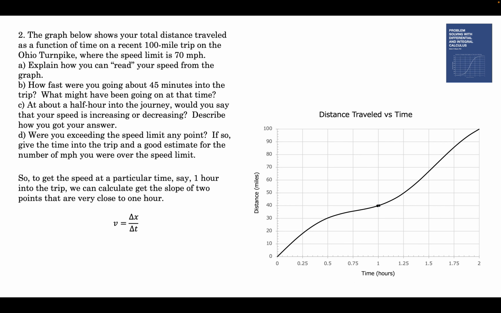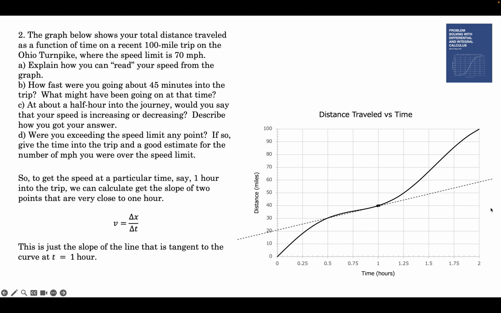delta x is the distance traveled, delta t is the time taken always. It doesn't matter how big or small they are. We can get the tangent line. The slope of the tangent line is the speed at a particular point. So there's a tangent line.